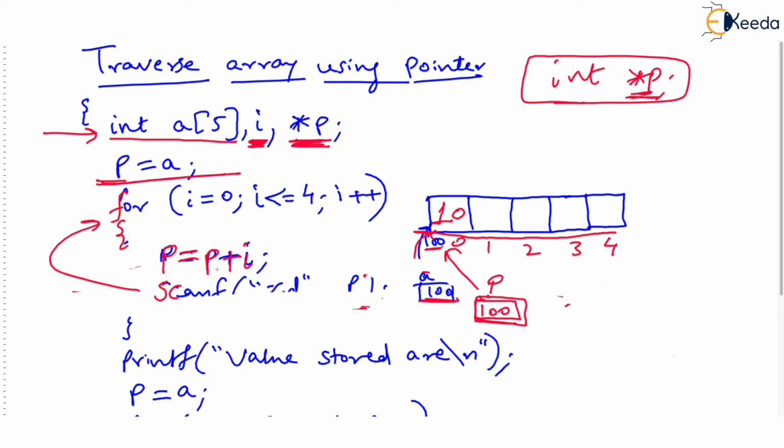So p is 100 and we are adding 1 to it, but it is an integer pointer. So it means that it will point to the next integer. Who will point to the next integer? Yes, p will point to the next integer. So what we now have is p doesn't point to 100, but it stores the address of the next integer. I hope you know all these things.